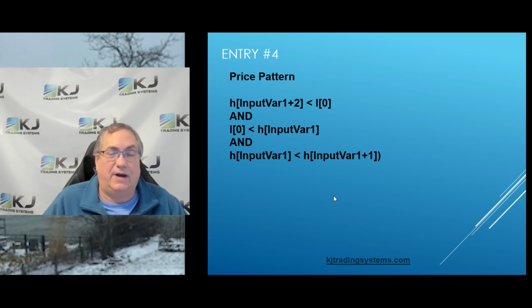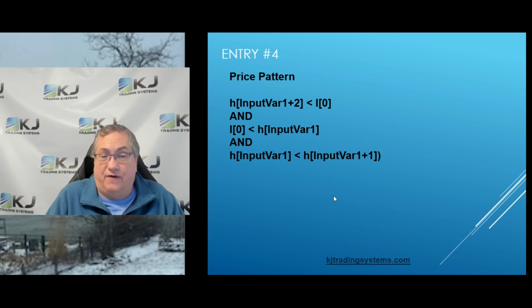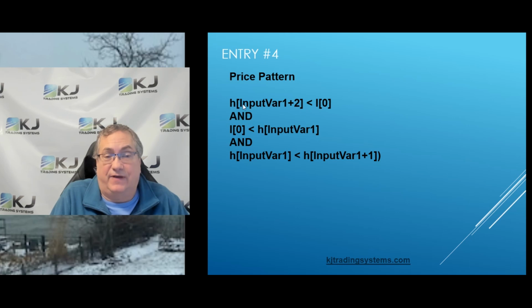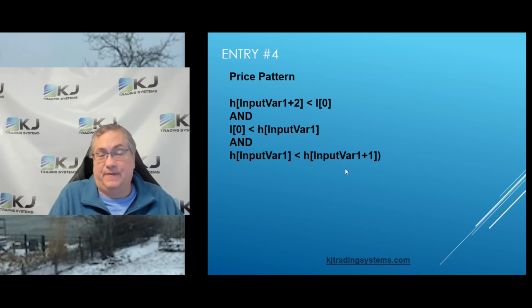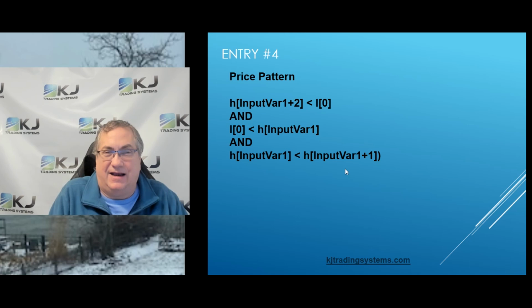If it does, what I would recommend is just program this into like a Show Me in TradeStation and put in a value for input Var1. So let's say 5. So if you did that, then it would say if the high 7 bars ago is less than the current low, and the current low is less than the high 5 bars ago, and the high 5 bars ago is less than the high 6 bars ago, that's a long signal. It might seem kind of weird. I don't think it's any kind of standard candlestick pattern, but something you can look at and try.